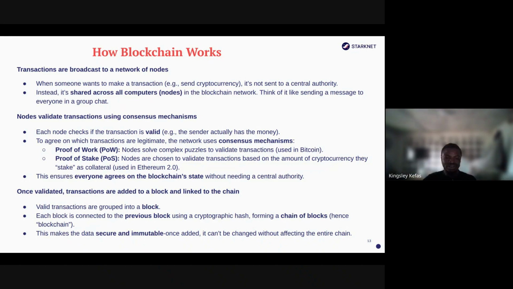That connection of the blocks using the cryptographic hash is what forms the chain of blocks. And that's why you have the word blockchain. Blockchain is just basically different blocks chained together. And this is what makes the data secure and immutable once added. It can't be changed without affecting the entire chain.